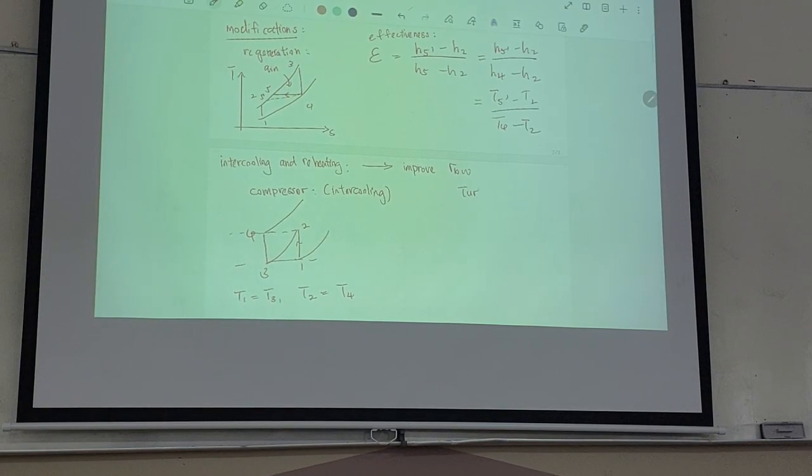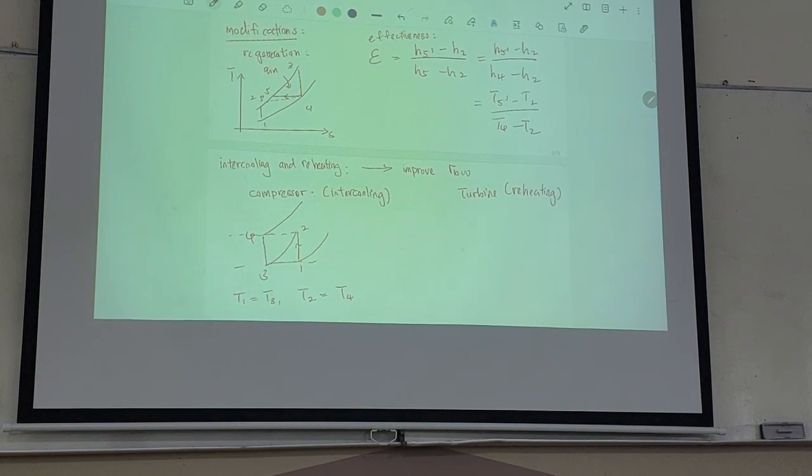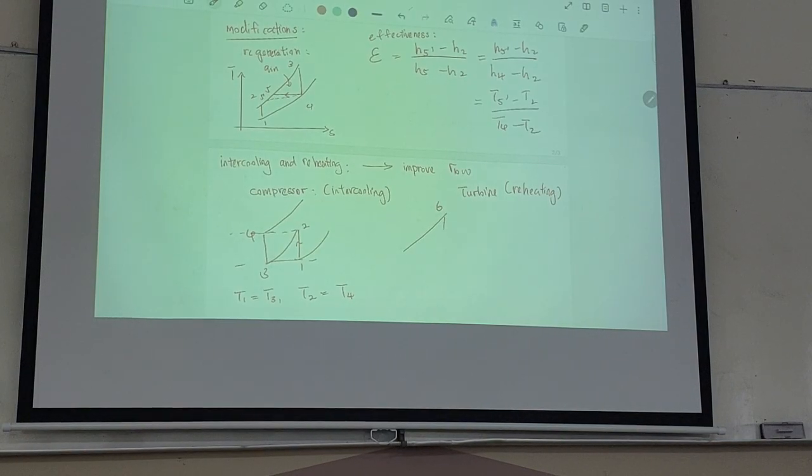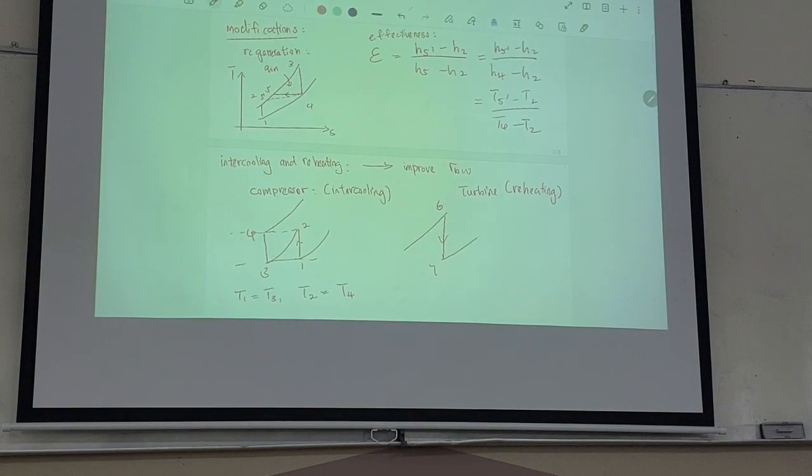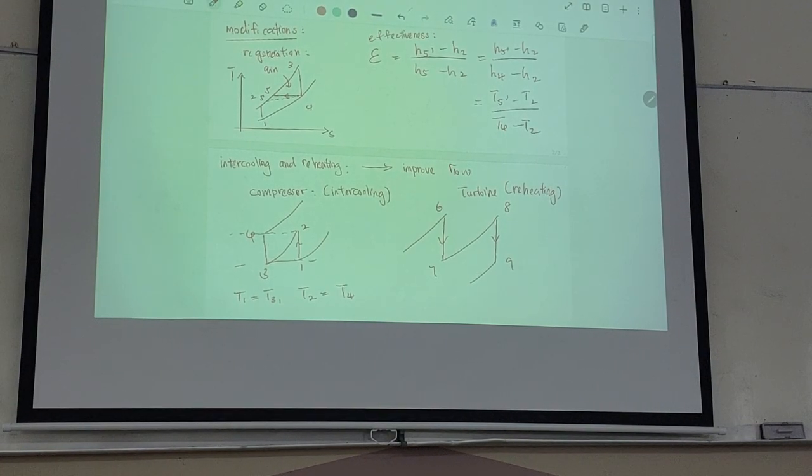If we look at the turbine, which is the reheating part, then this is the same as what you learned in the previous chapter. We heat it up to, let's say, 6. Then we let it go through the turbine one time. Then we reheat it again, 8. Then we cool it down one time again, 9. Once again, these are supposed to be at the same level. So T6 equals T8, T7 equals T9.